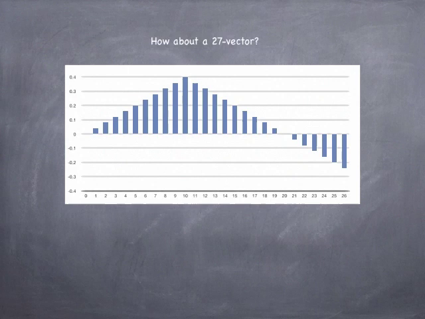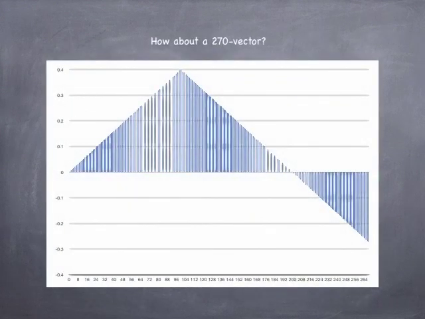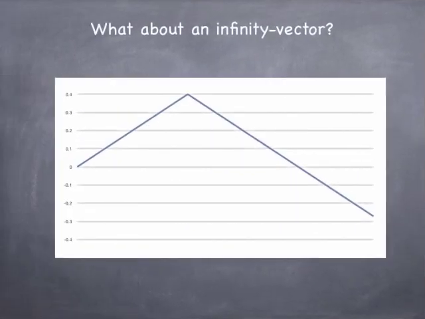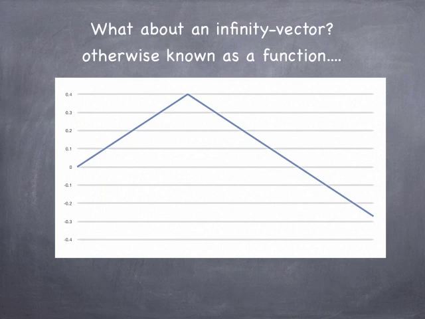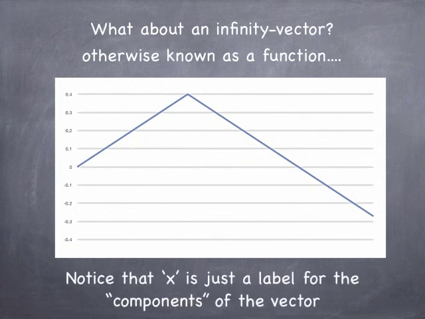What if we had a 27 component vector or a 270 component vector? You can see that as the number of components goes up, the spacing between the bars gets closer and closer, and then you can see how we could take this concept into an infinitely large dimension, and you get an infinite component vector, which is also known as a function. Okay, so one way to think about a function is as a vector, just like these other vectors, but with an infinite number of components, because the variable x, which labels the component, has a continuous set of values.